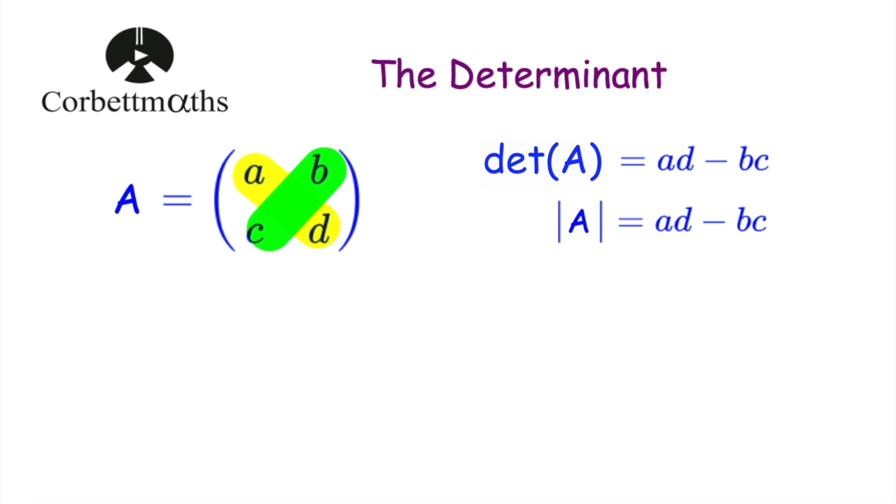And sometimes you'll see this notation, det A, the determinant of A, or sometimes you'll see it like this, where we've got A with two vertical lines, and that means the determinant of A. And again, it's found by ad subtract bc. Now, the determinant is very useful to find the inverse of a matrix, and we will look at that in our next video, the inverse of a 2 by 2 matrix. So the determinant is very, very important when finding the inverse of a matrix.